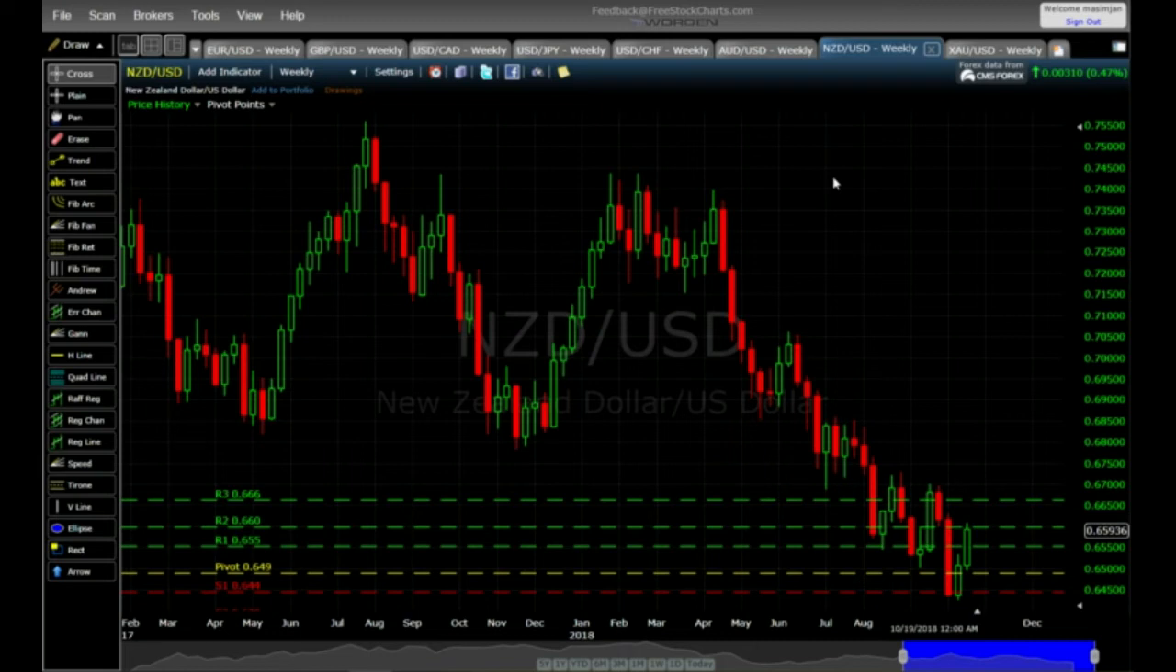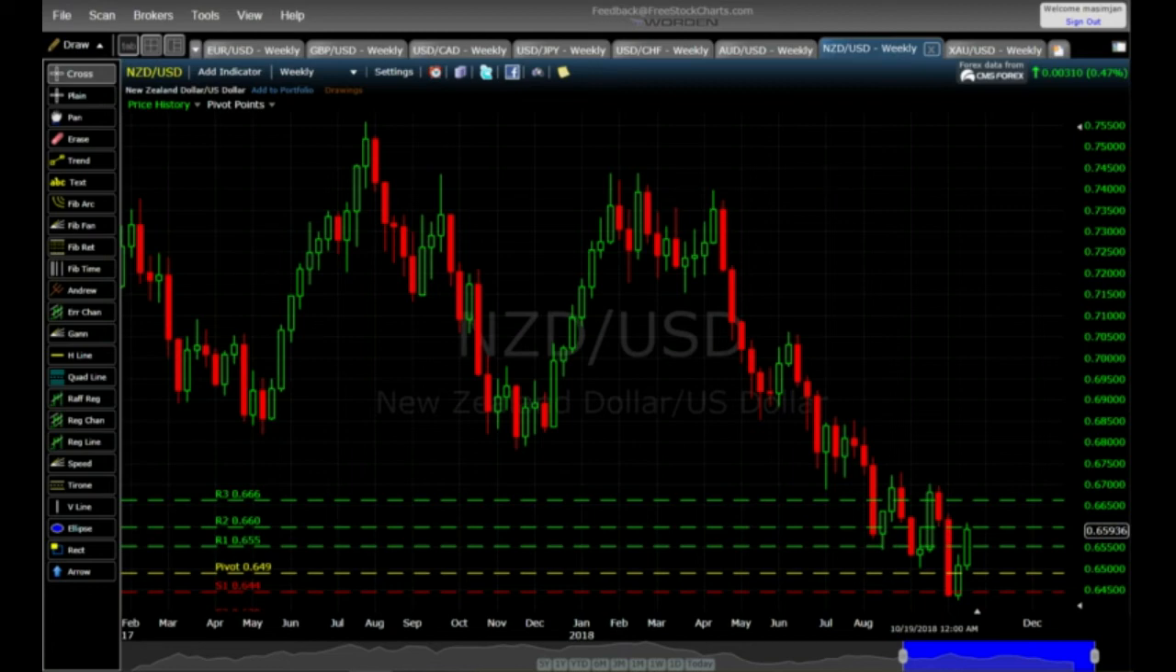It tried to breach resistance 2 at 0.660, but it bounced back, and the week closed at 0.65936. I'm expecting that if the New Zealand dollar becomes stronger, the pair will try to achieve R3, which is at 0.666. So I'm bullish on the pair, even though the dollar is stronger, because the New Zealand dollar is much stronger than that.